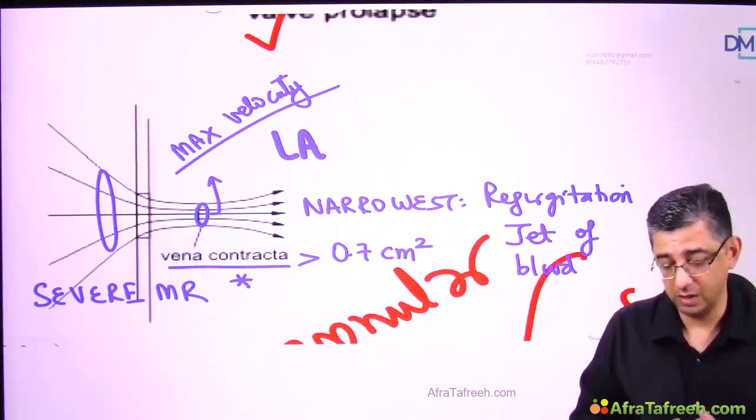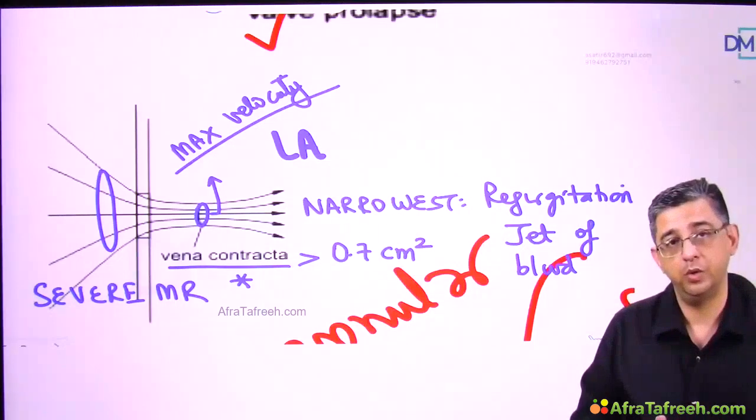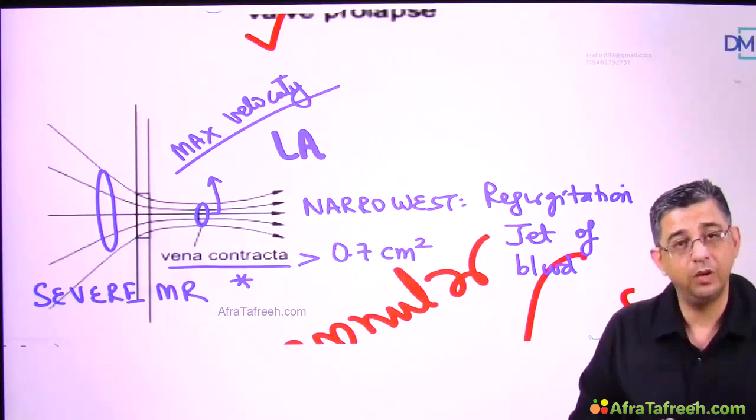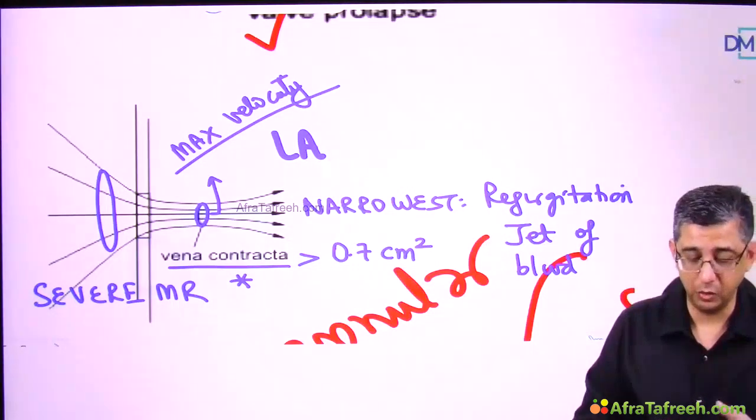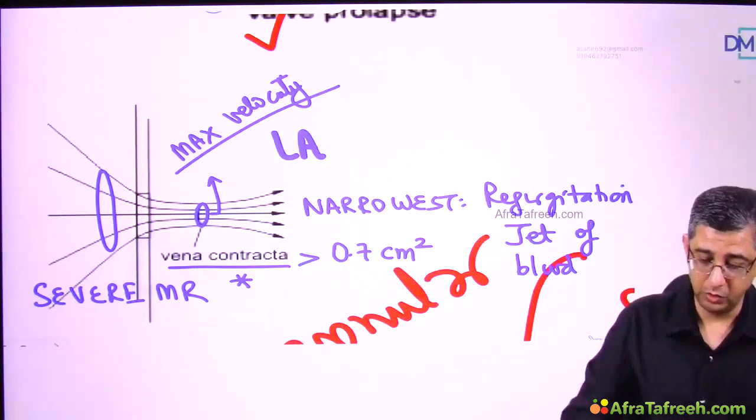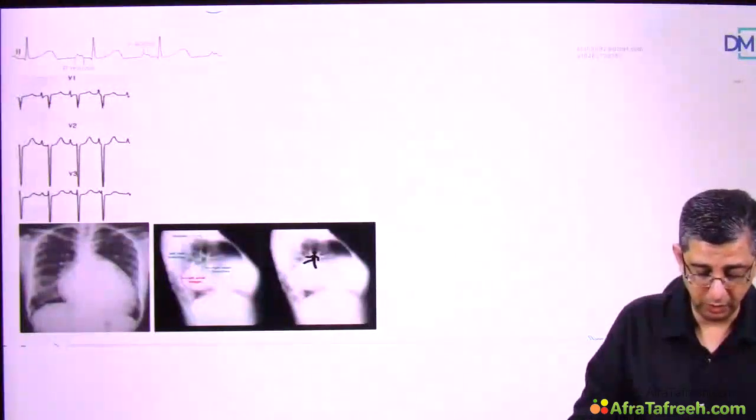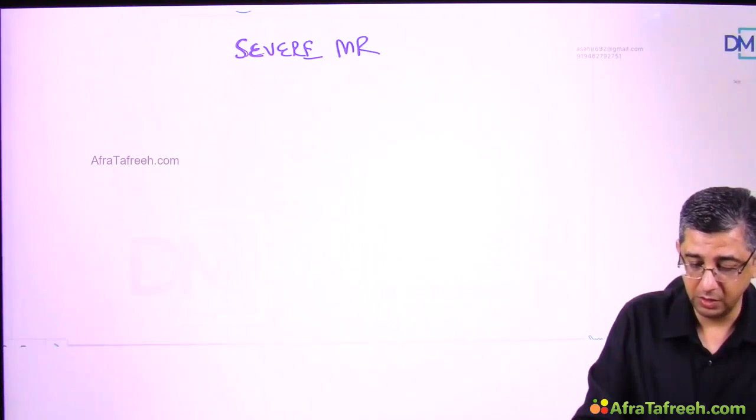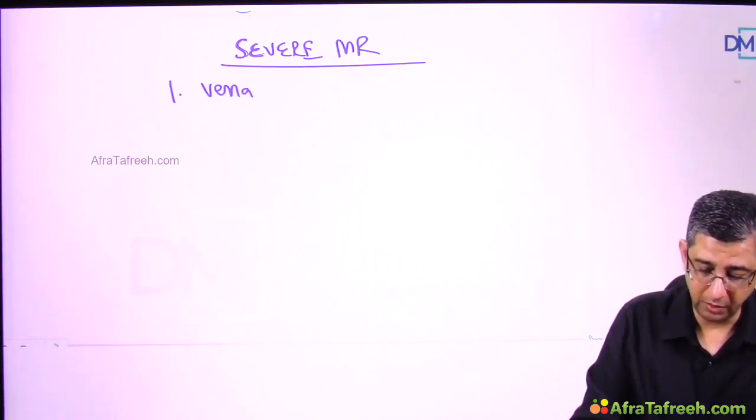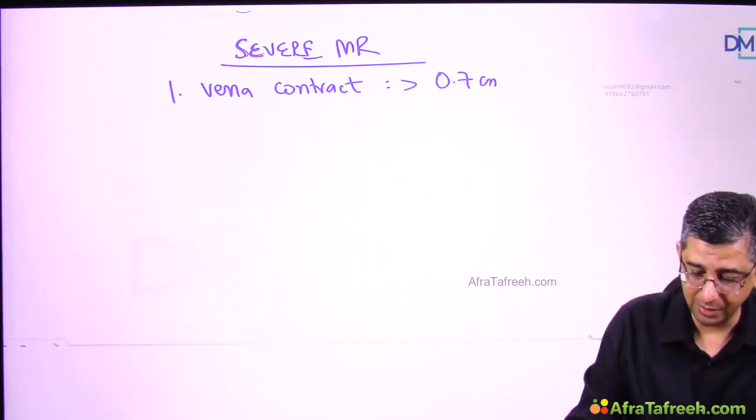Vena contracta, I repeat once again, represents the narrowest part of the jet of blood that is leaking from high pressure chamber to lower pressure area, and this narrowest part of the jet of blood will be having the highest velocity. More than 0.7 square centimeter is the definition with respect to severe mitral regurgitation in a patient. So once we are done with the causes for the disease, let's now just look at what are the criteria which are given in the textbook to describe the word severe variety of mitral regurgitation. One of the features is with respect to vena contracta diameter or cross-sectional area exceeding more than 0.7 square centimeter, as I just explained to you.